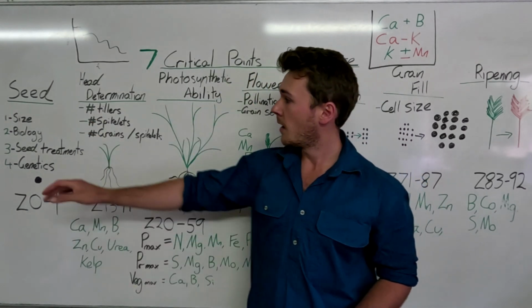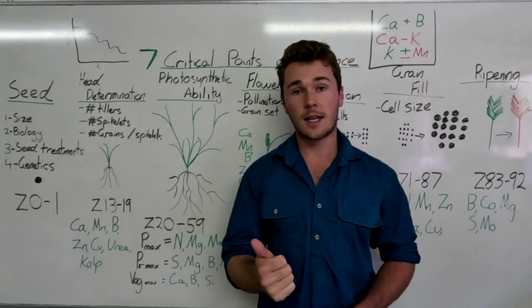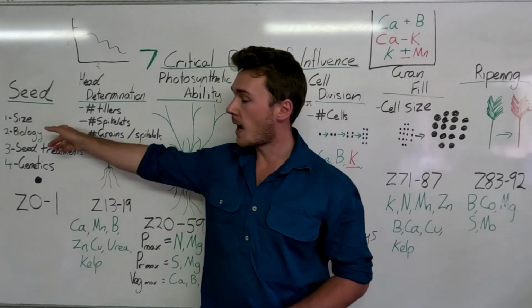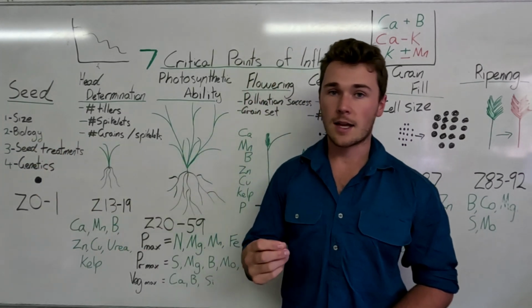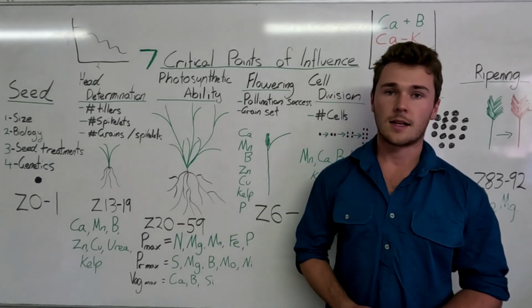So what this means for you, in terms of both these points, size and biology, is getting our seeds as big as possible, so the largest test weight, and making sure it comes from potentially a regenerative farm or farms that are using biological approaches to enhance their production.